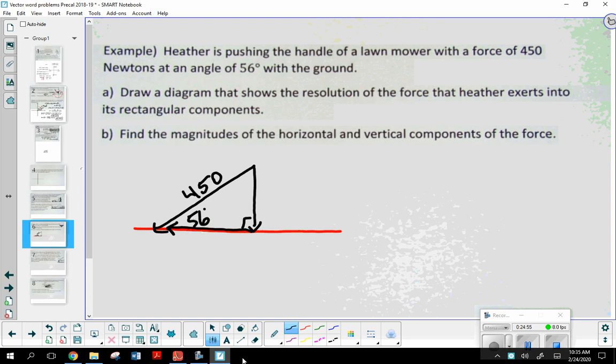So we have the diagram that shows the resolution of the force exerted into its rectangular components. Okay. Now B, find the magnitudes of those component vectors. That's all you want to do? Okay. Just like the last one, yes ma'am.